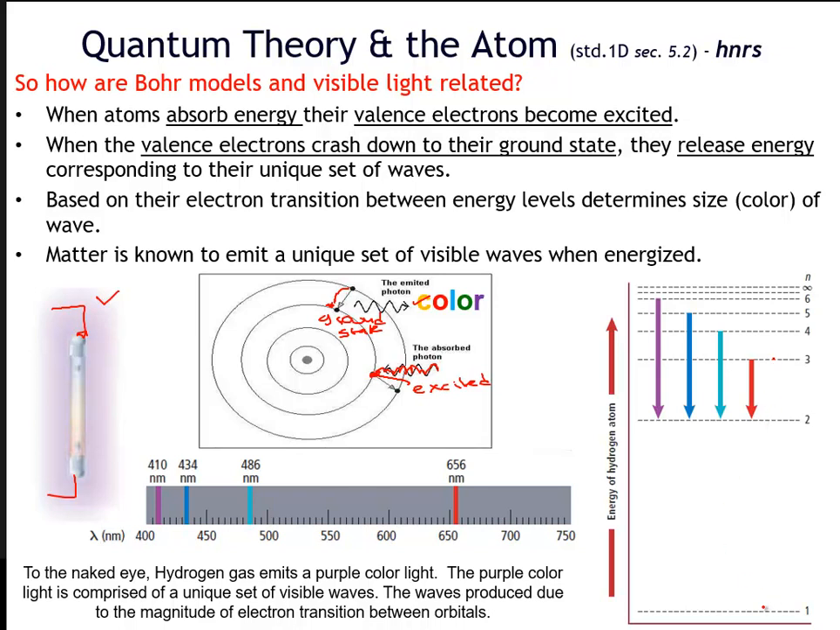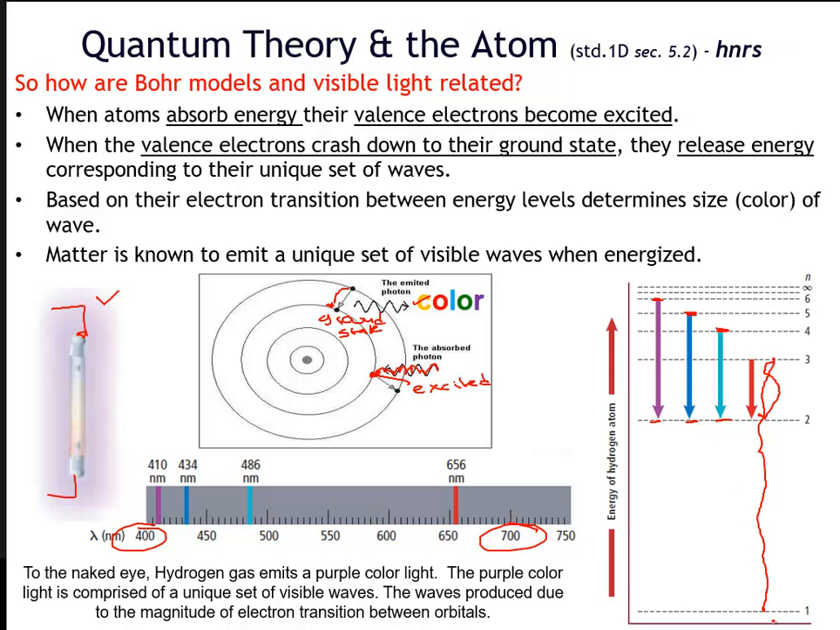As they crash down from level 1, say, all the way up to level 3, and they jump back down, they're going to be releasing some energy. Depending on how much magnitude of electron transition they do, will tell you the type of color. And some of them are so great that they don't even show a color because we can't detect it. Because remember, our range is 700 to 400, right?